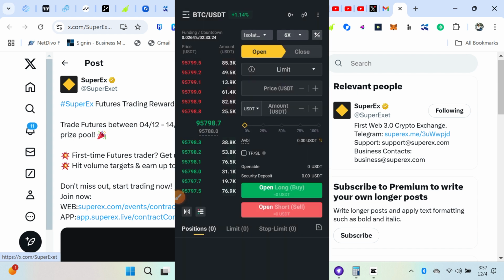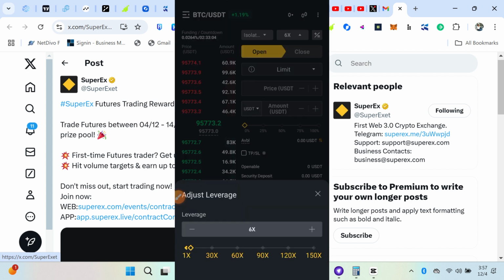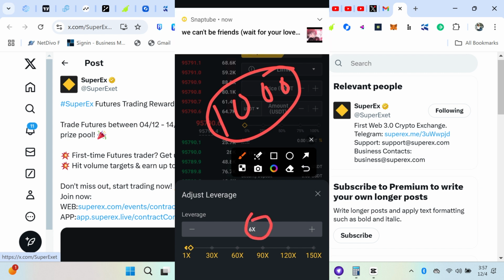So tap on it. Now the next thing you have to do, guys, is to come back to this place and tap on this arrow at the front of 6x. That's what we call leverage, guys. We call this one trading leverage. What it means is that if you are trading with 1,000 USDT, the system will multiply it by the number of leverage you have here. The higher the leverage, the higher the money you make, but the higher the risk it becomes.